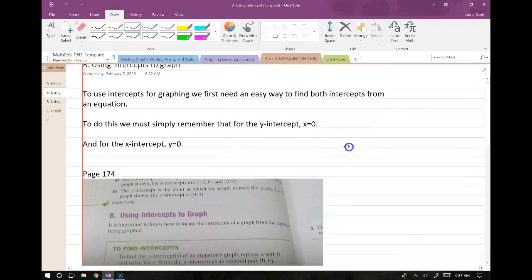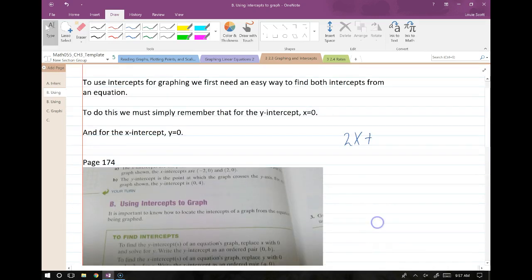For this next example, they give us 2x plus 4y equals 20. If I asked you to find the x and y intercepts of this, you'd tell me, what? How do I do that? Well, you graph it for me first, and then I'll find those. But we don't need to graph it. All we need to do is remember the nature of x and y intercepts.